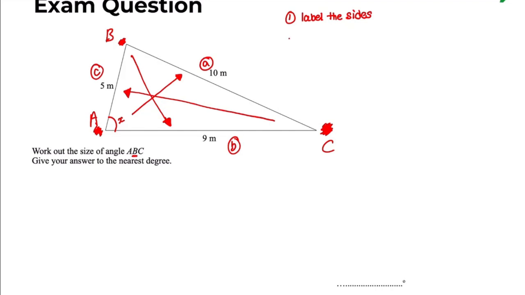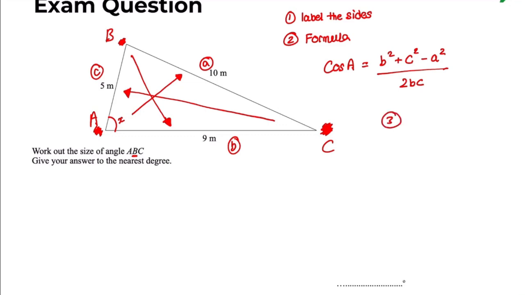Now what we're going to do is write down the formula. Our formula for calculating angles is cos A equals b squared plus c squared minus a squared over 2bc. That's our formula.